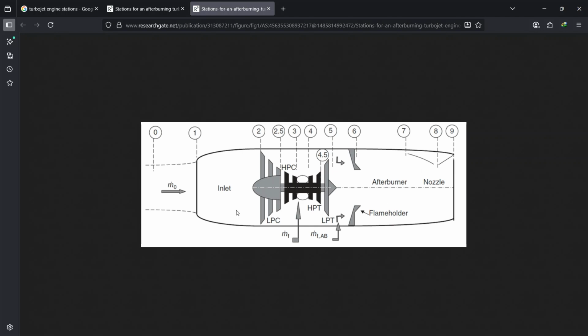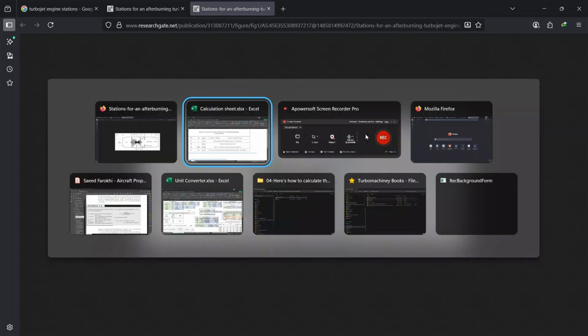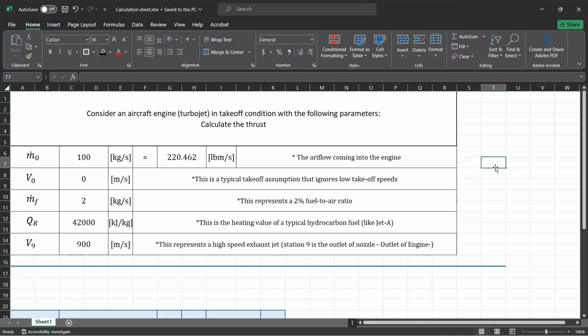Now, in all of this engine, we're going to have the mass flow of air from the ambient going to the engine intake, added by the fuel mass flow, which is added inside the burner and is ignited. So, this is the station numbering, and by using the conservation of linear momentum, we get to the formula below, and I'll explain it from now on.